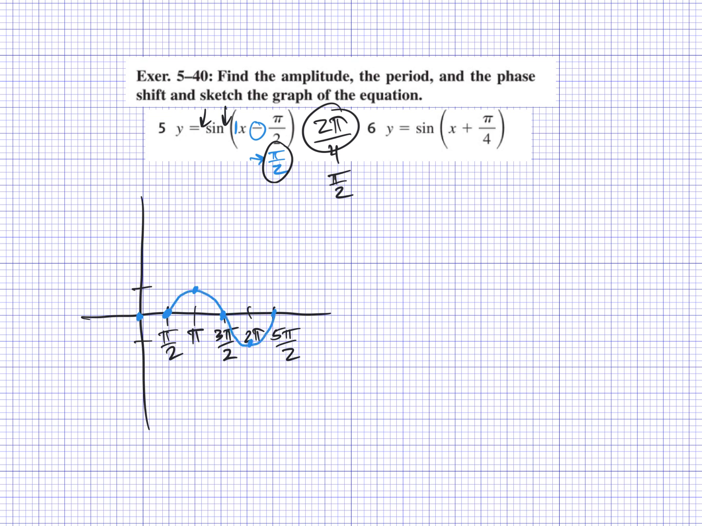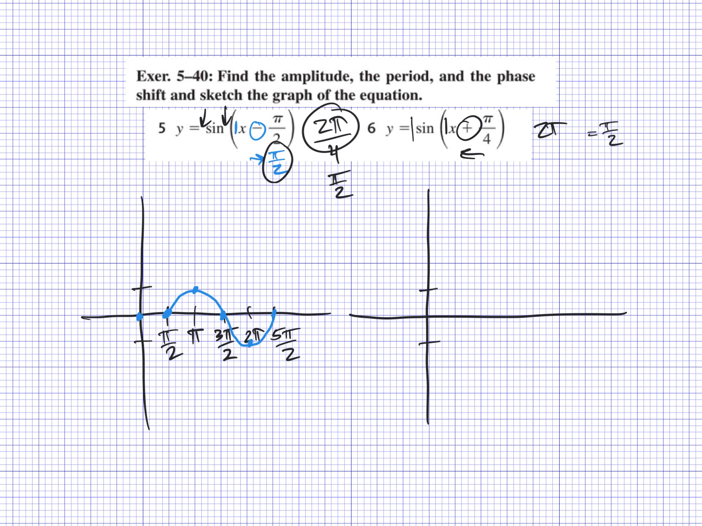So shifted to the right by pi over 2. On number 6, we shift to the left. Remember, this has to be a 1. Shift to the left by pi over 4. So instead of starting at 0, we're starting at negative pi over 4. Before we make that mark, let's remember our amplitude is 1 and our period is 2 pi. We're going to divide it by 4, which makes each increment pi over 2.